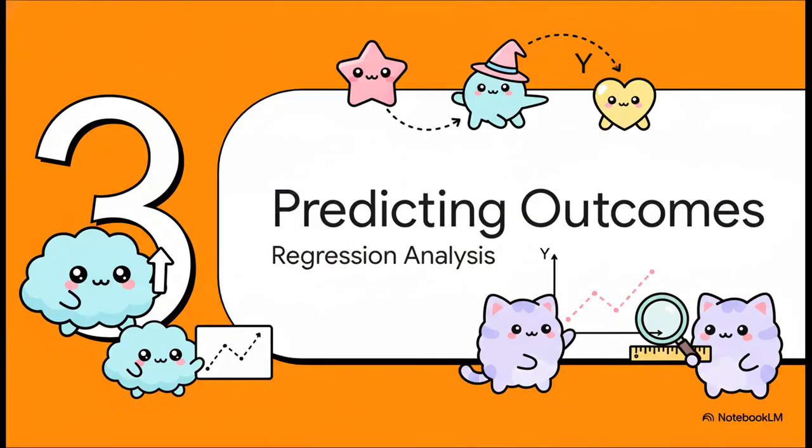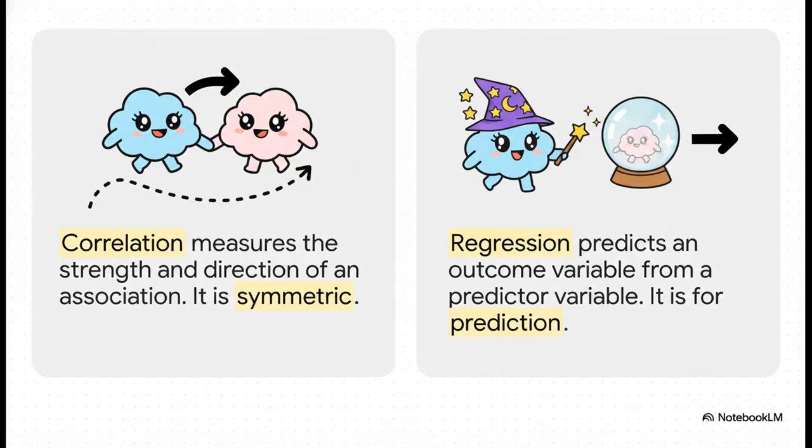Okay, so knowing two things are related is great, but what if you want to take it a step further? What if you want to use one variable to actually predict another? Well, that's where we move from correlation to regression. So here's the key difference to lock in your brain. Correlation just tells you that two things are moving together, but regression goes further. It actually creates a model to predict the value of one variable based on the other. Correlation is about association. Regression is all about prediction.